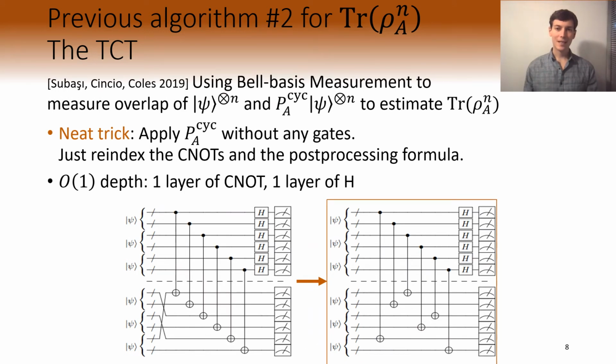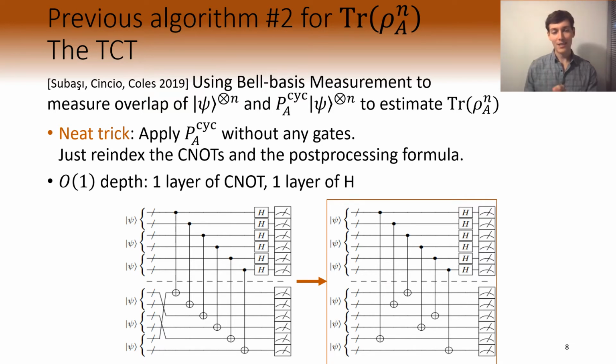Now this doesn't quite yet give us the TCT algorithm. First, we need a neat trick. So again, we're using Bell basis measurements to measure the overlap of n copies of psi and n permuted copies of psi. And the neat trick we can apply is to perform the permutation operator without using any gates. All we have to do is re-index the CNOT gates and re-index our post-processing formula. This is shown in the figure on the right.